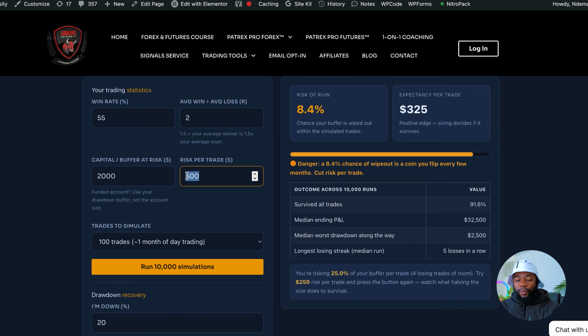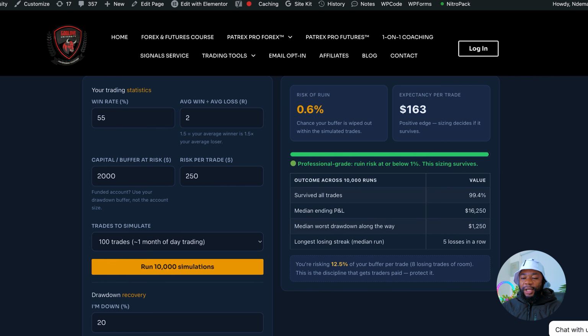So what we can do is drop down our risk to 0.25, and then run our simulation again. Voila! Look, we are now on green, and our risk of ruin is 0.6%, meaning we have less than a 1% chance of blowing our funded account or our challenge account with this same risk. So professional grade, you can even see it states it there.